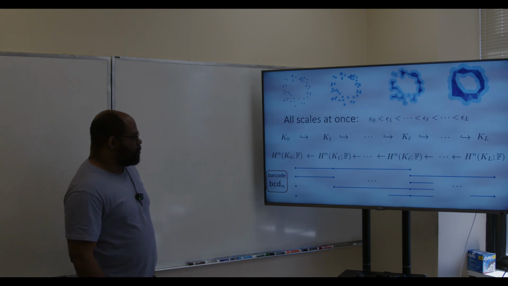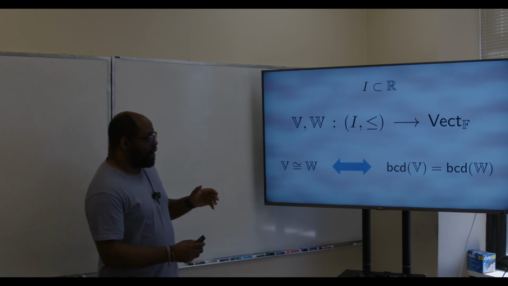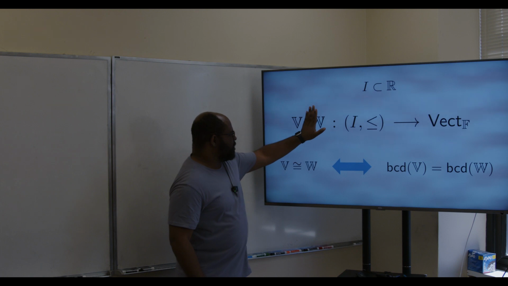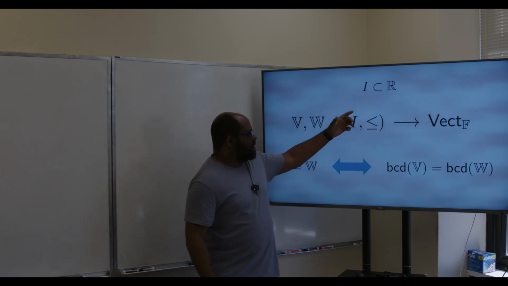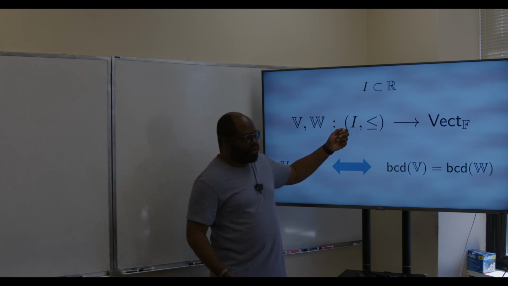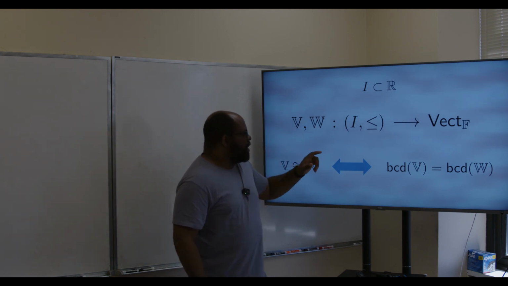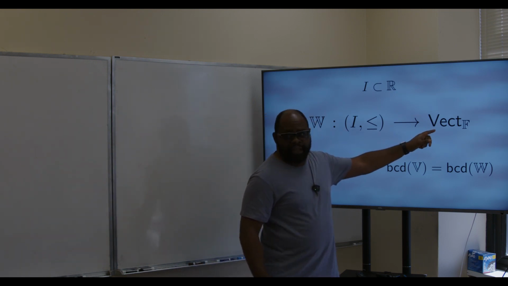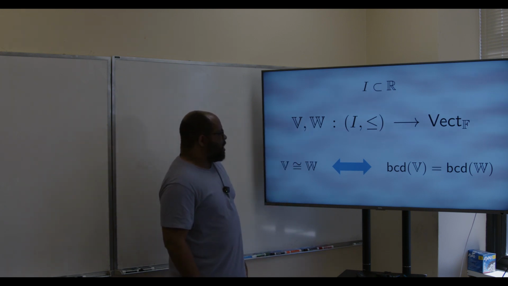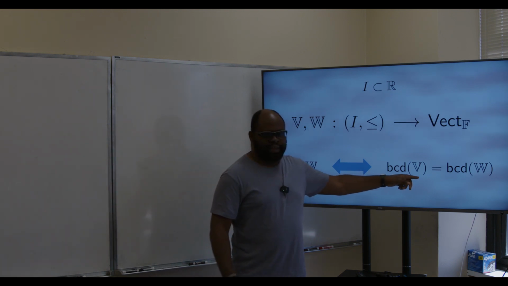Another way to understand this statement is by thinking of the following setup. What I've constructed is essentially a functor, let's say V, from the poset category (I, less than or equal to), where your indexes, your distance thresholds live, to the category of finite vector spaces. And one can show that two such diagrams or two such functors are naturally isomorphic if and only if their barcodes are the same.